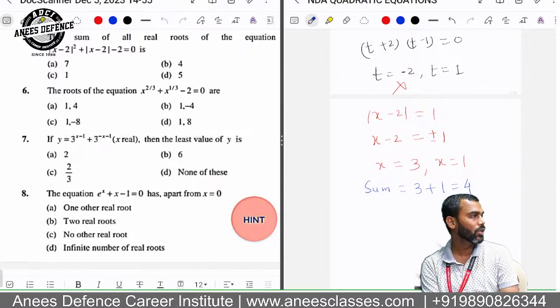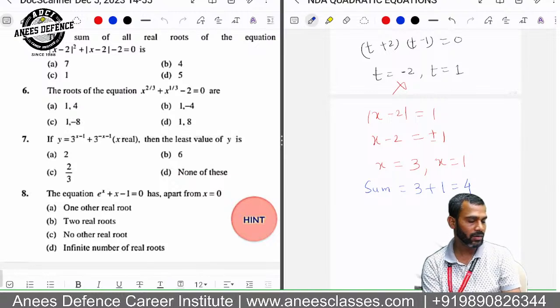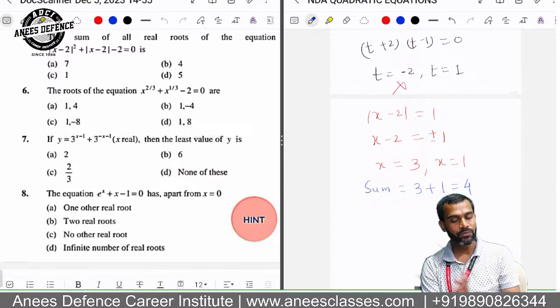We can check for 4. What is 4 to the power 2 by 3? 4 to the power 2 by 3 is 2 to the power 4 by 3. Yes or no? So when you put x is equal to 4, it will not satisfy the equation. So it means the first option is discarded. Now the next one. Again minus 4. Minus 4 also is probably not possible. And then we have to go with 8 or minus 8.